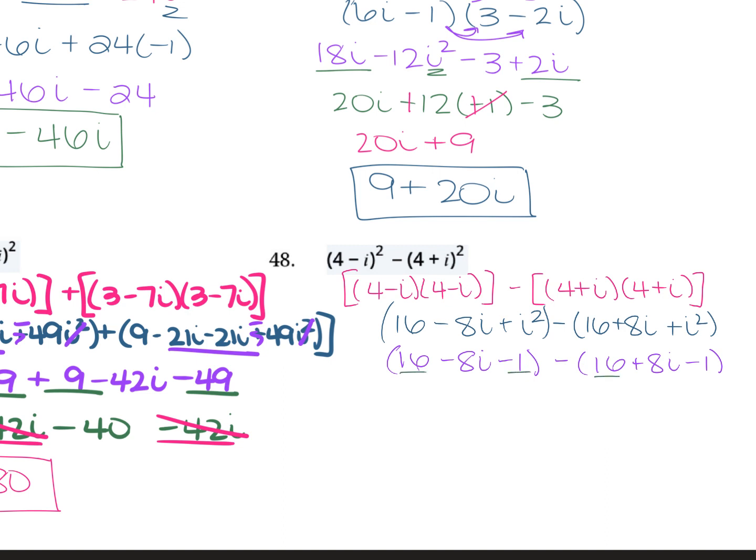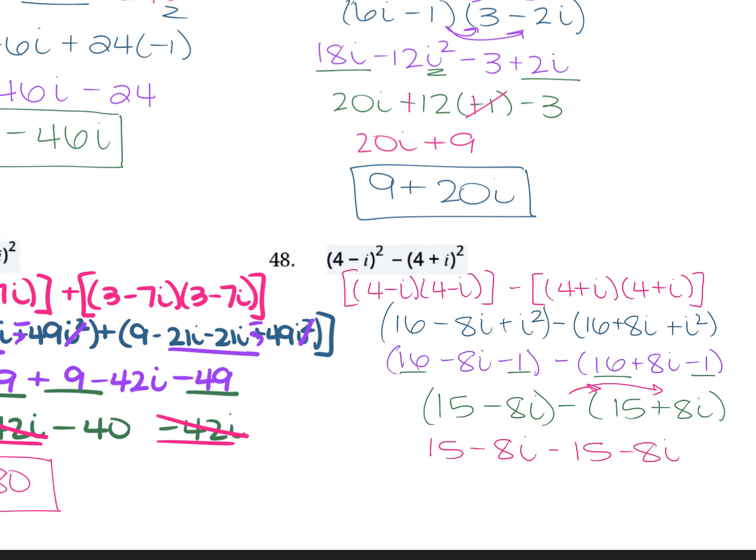Combine your like terms inside. That's going to give you 15 minus 8i minus 15 plus 8i. That negative that's in between your two parentheses is going to have to distribute. So distribute that in. That gives you 15 minus 8i minus 15 minus 8i. So like terms combine. Your 15 minus 15, they're opposites, so they cancel. Your negative 8i minus 8i is negative 16i.